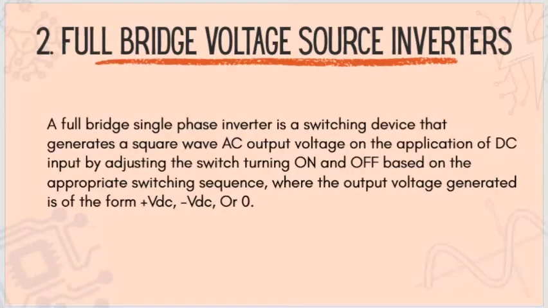The second topology of inverter is the full bridge voltage source inverters. A full bridge single-phase inverter is a switching device that generates a square wave AC output voltage on the application of DC input by adjusting the switch, turning on and off based on the appropriate switching sequence, where the output voltage generated is of the form positive VDC, negative VDC, or 0.